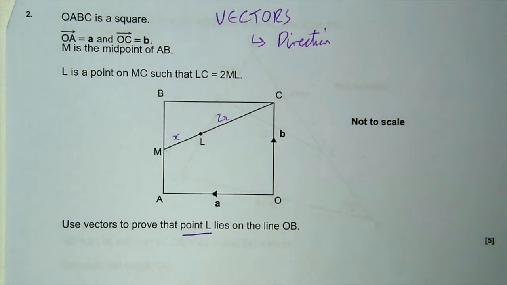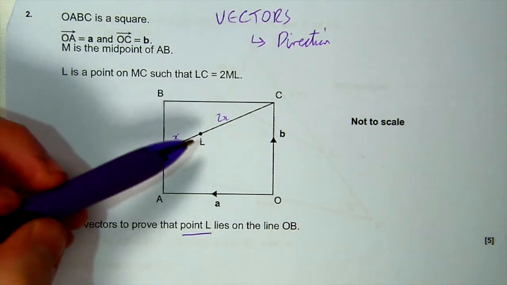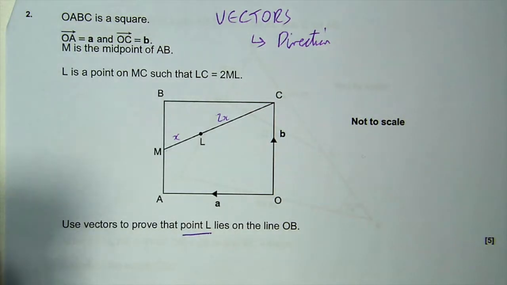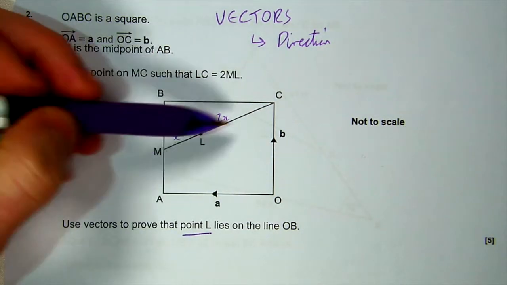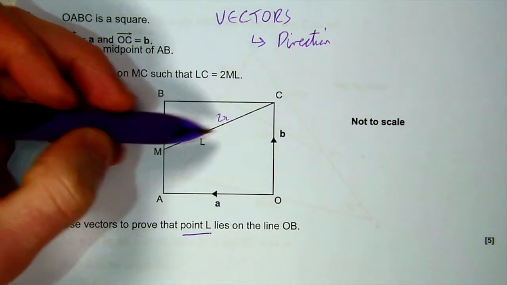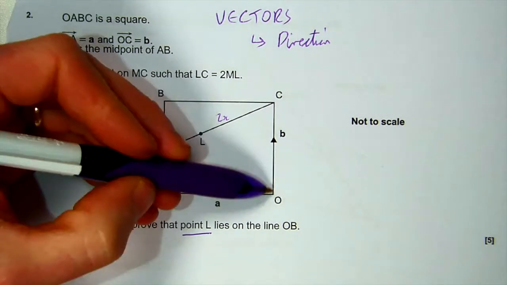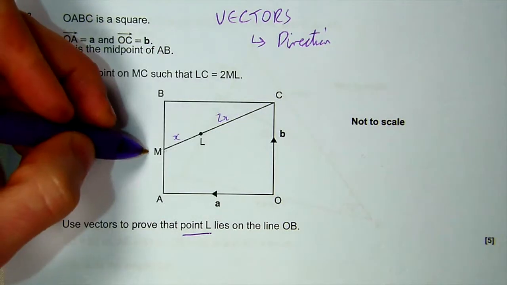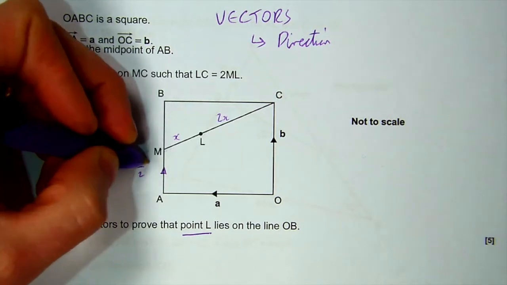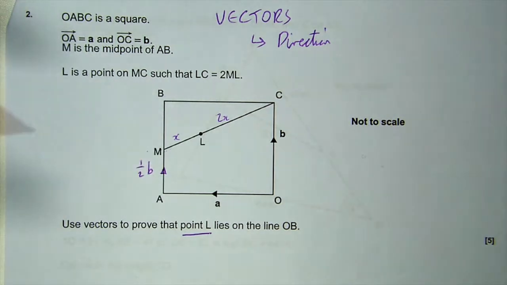Well, the first thing that we need to establish is how to get to L from O. That will be my first thing to work out, and I'm going to do that by working out the vector of this line here. How can I work out what MC is? Well, if this OC is b and this is the midpoint, the first thing I can work out is that this vector to M will be half b, and I'm going to label that on the diagram there.